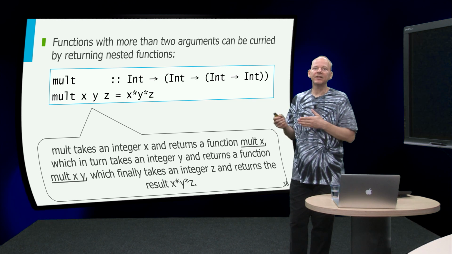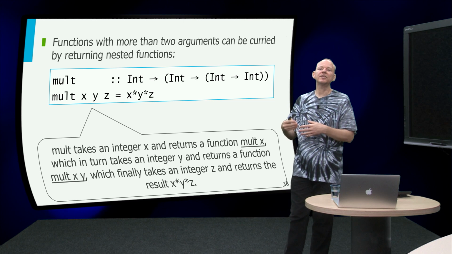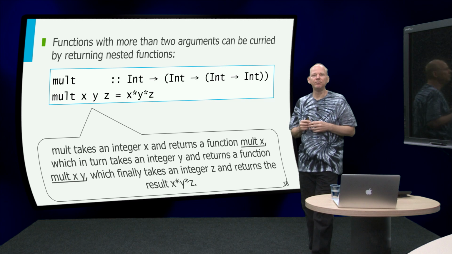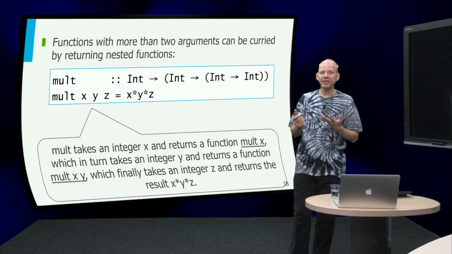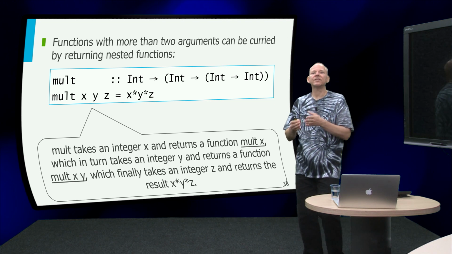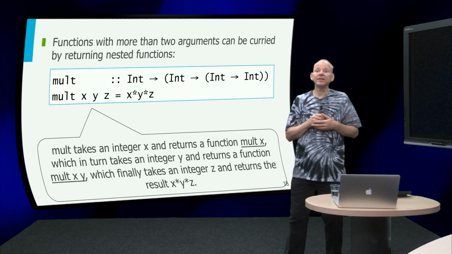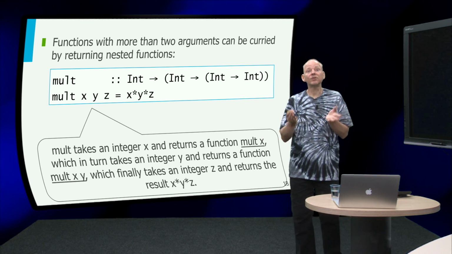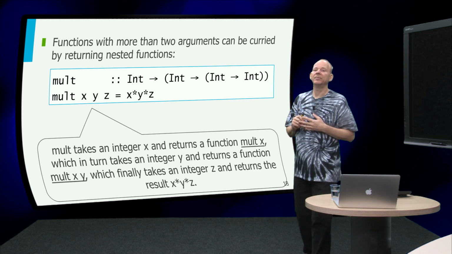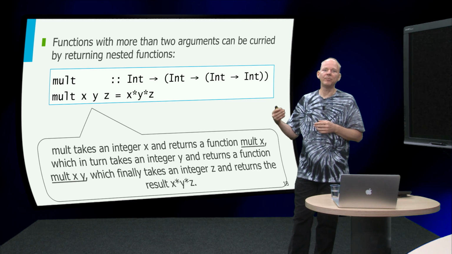Every function that takes two arguments can be turned into a function that takes these arguments one by one. For example, here's a function mult that takes three parameters, x, y, and z, and multiplies them. So mult x y z is x times y times z. One way to write this function would be to take a tuple of three values, x, y, and z, and then multiply them. But the Haskell way of doing this is to take these arguments one by one.